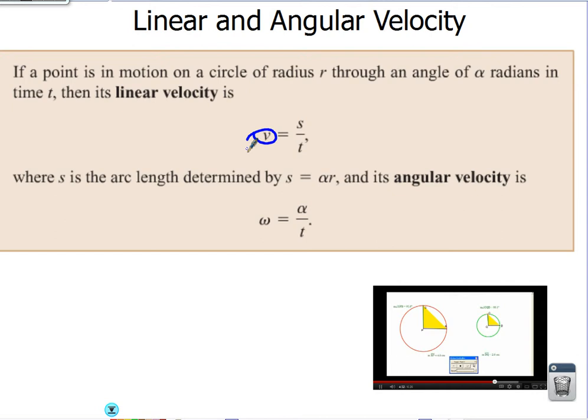Now, what if you're traveling on a circle? Think about track, right? Let's say that you had a perfectly circular track and you're running around this track. You have a linear velocity. Let's say the track is a mile long, and it takes you an hour to travel that. That'd be a slow rate. But let's say it took you an hour to run around that track. You're traveling at 1 mile per hour. That's a linear velocity.